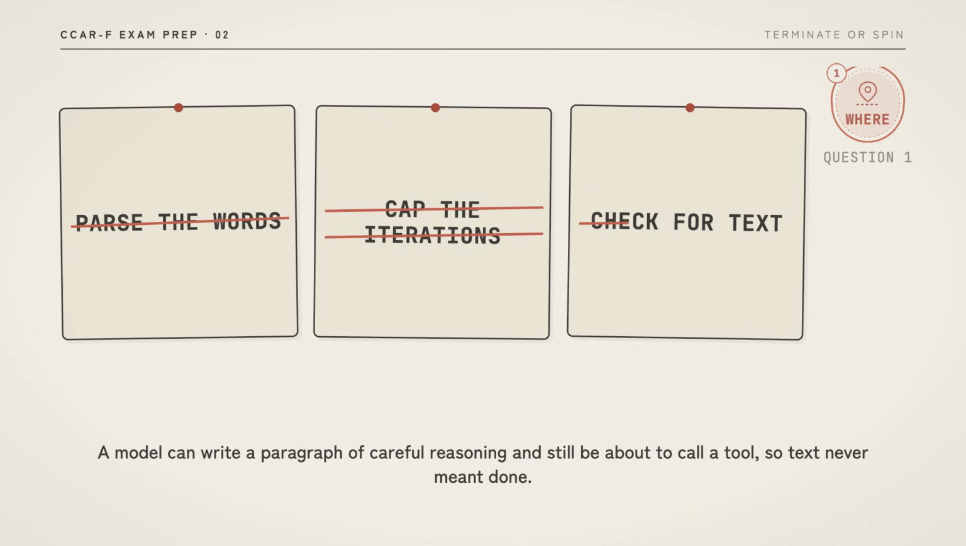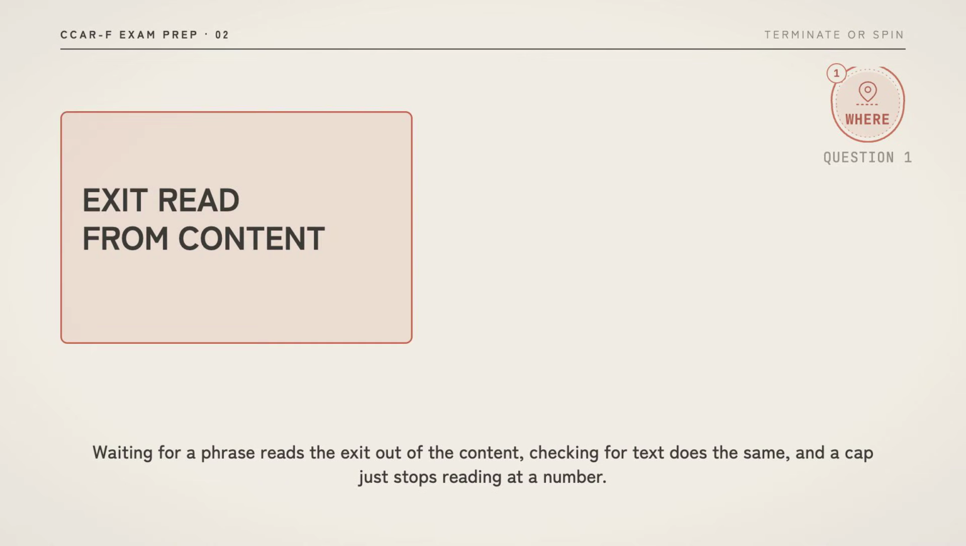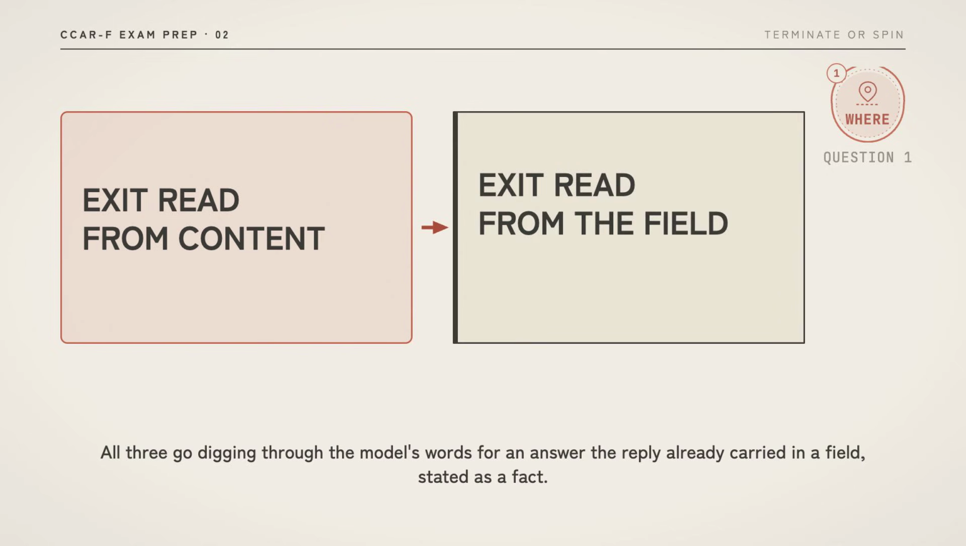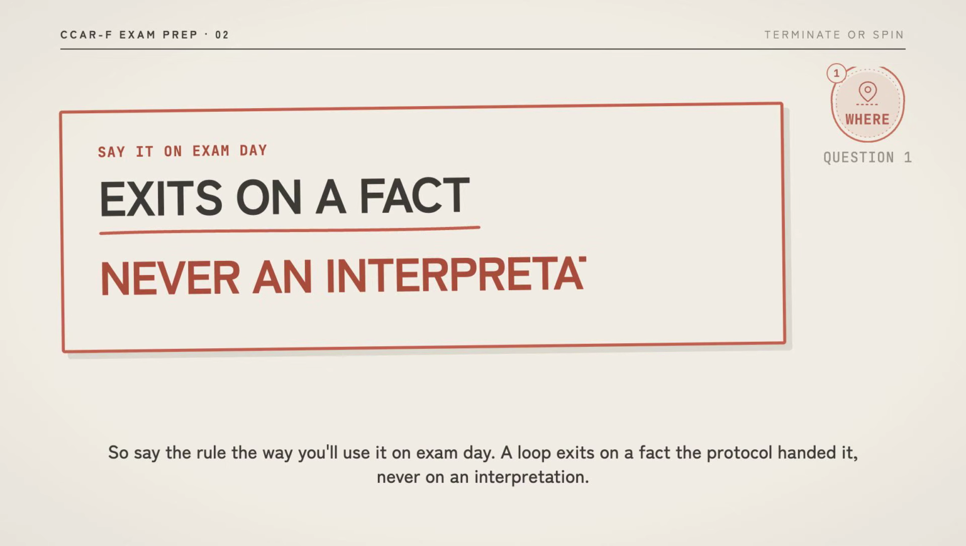A model can write a paragraph of careful reasoning and still be about to call a tool, so text never meant done. Waiting for a phrase reads the exit out of the content, checking for text does the same, and a cap just stops reading at a number. Those aren't 3 mistakes, they're 1 mistake seen from 3 angles. All 3 go digging through the model's words for an answer the reply already carried in a field, stated as a fact. So say the rule the way you'll use it on exam day. A loop exits on a fact the protocol handed it, never on an interpretation.